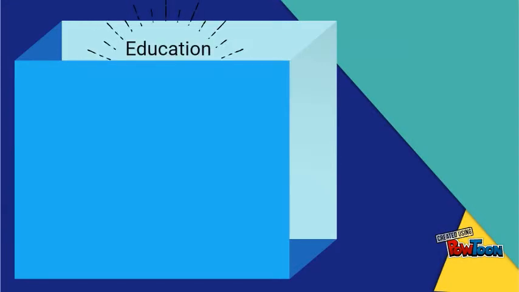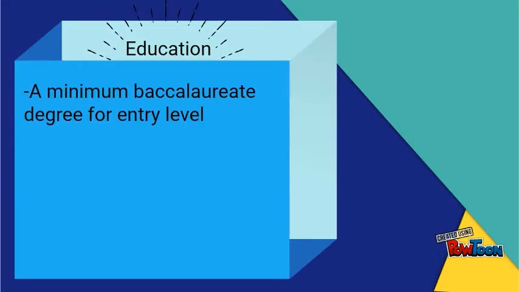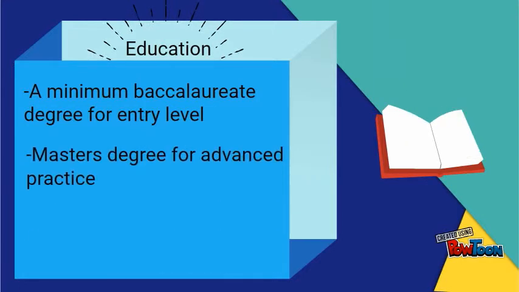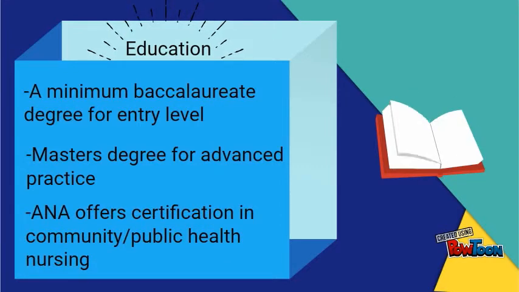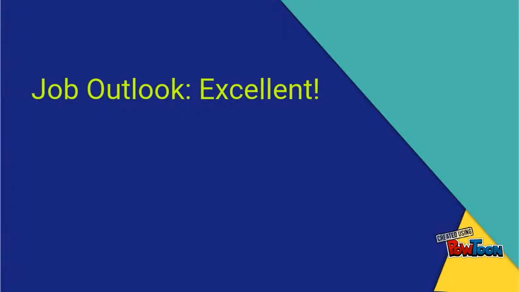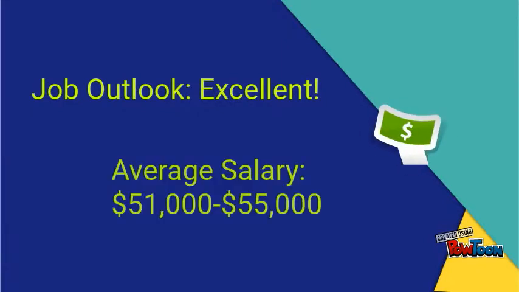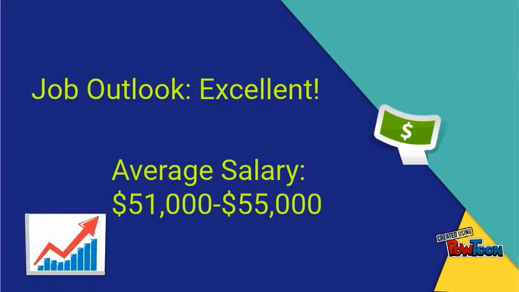Most public health nursing jobs require a minimum bachelor degree for entry-level jobs and a master's degree for advanced practice jobs. There is little demand for advanced practice nursing, however. The ANA also offers certification in community public health nursing. Public health nursing has an excellent job outlook, and the average salary is between $51,000 and $55,000 a year.